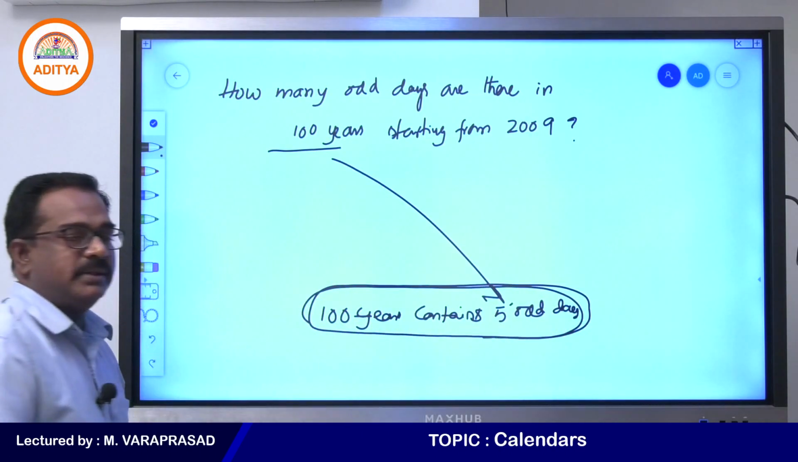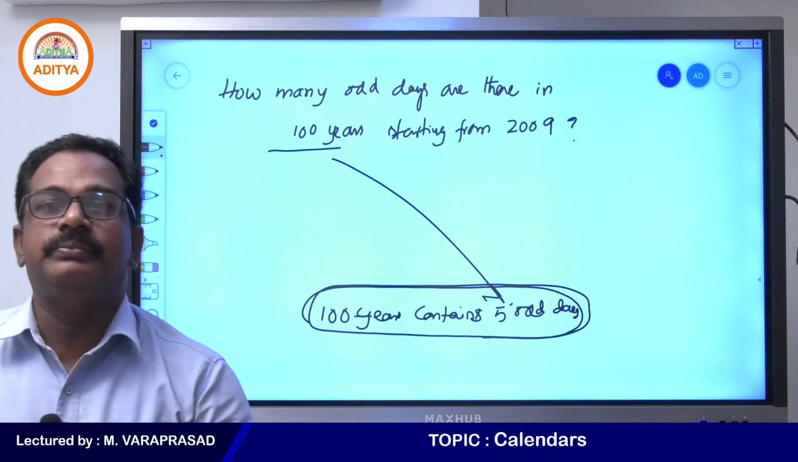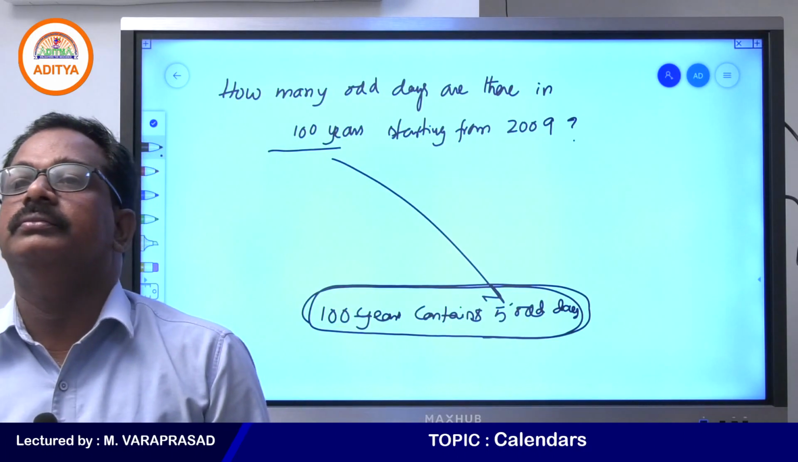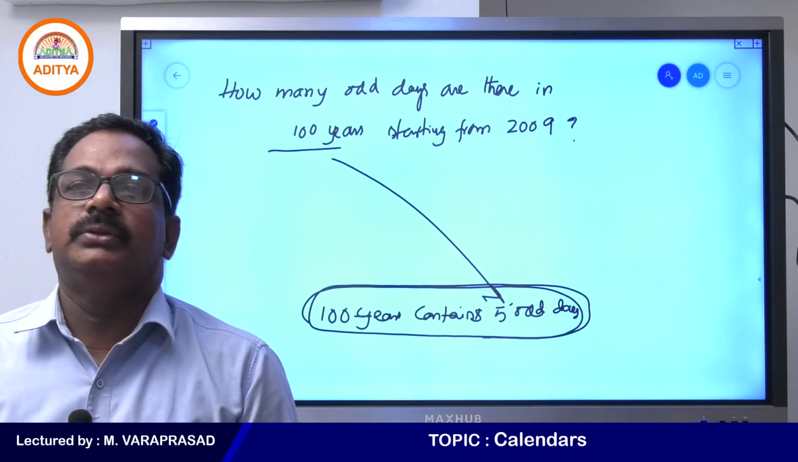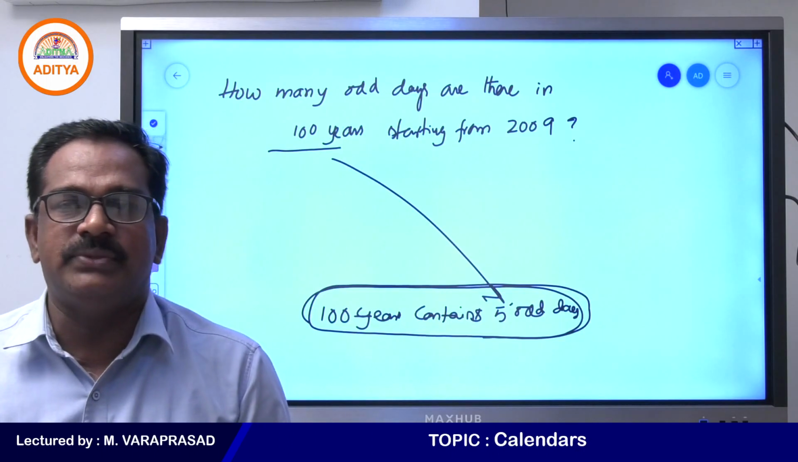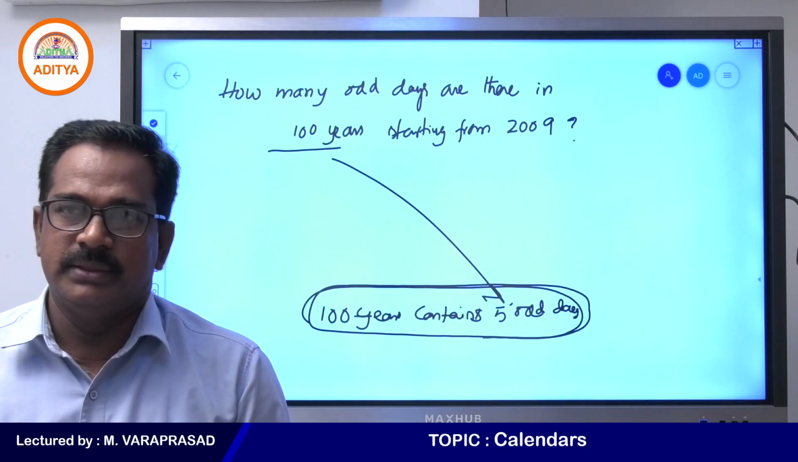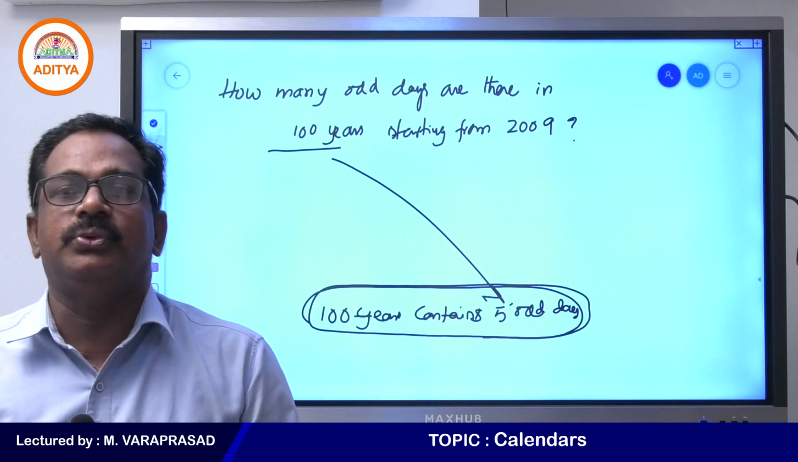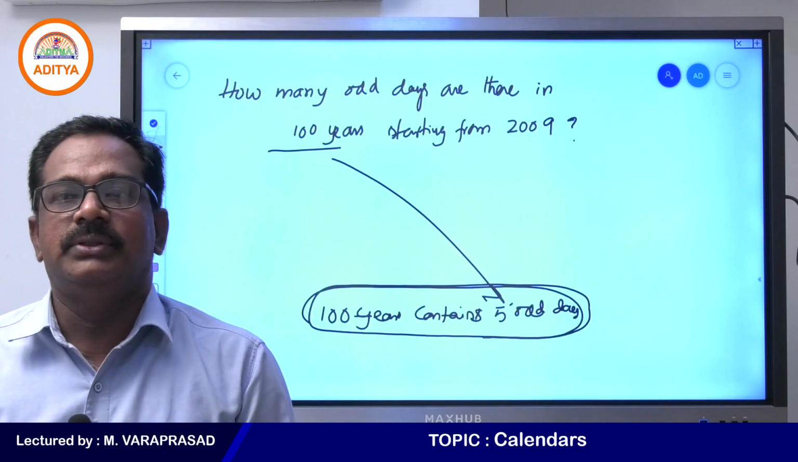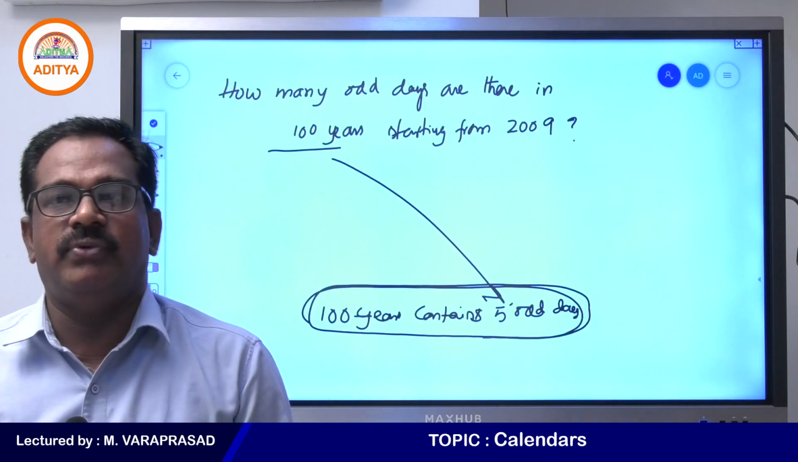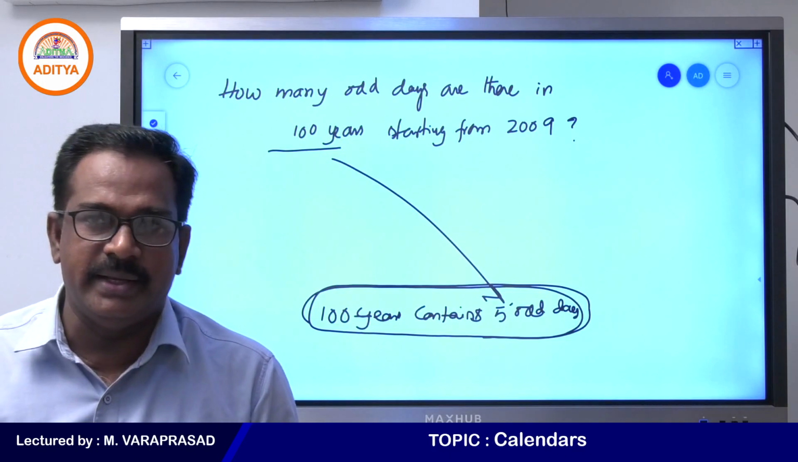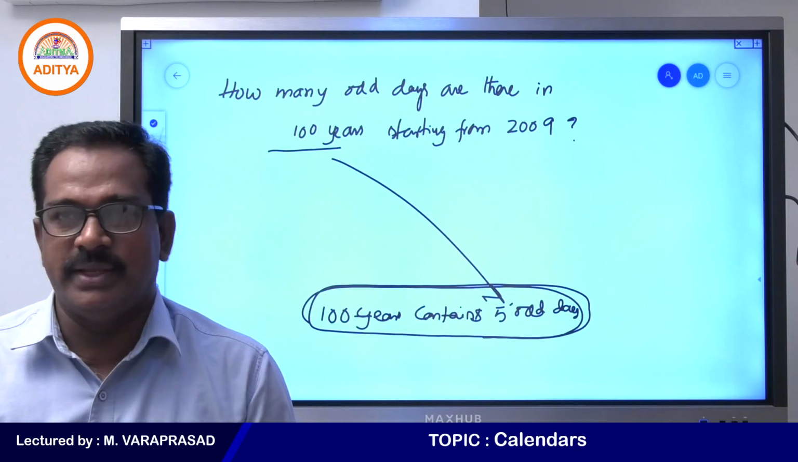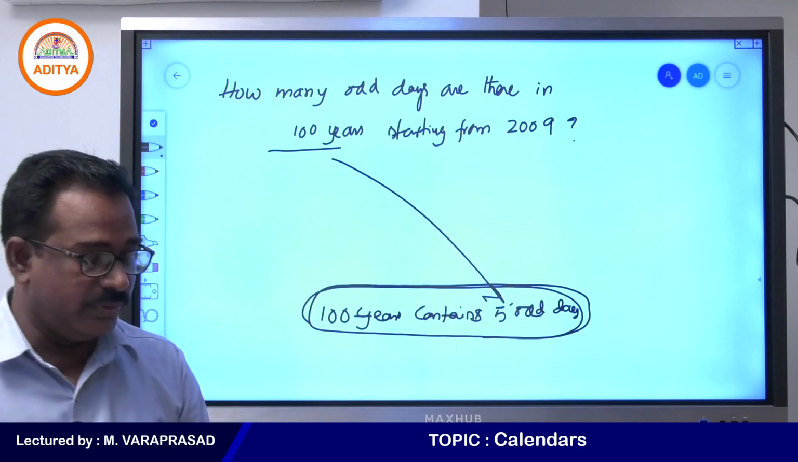Any doubt? Let me know. For every 100 years we know it is 5 odd days. Starting from 2009 means up to 2109 we can take. So if 100 years is given, you will get 5 odd days. Very good.